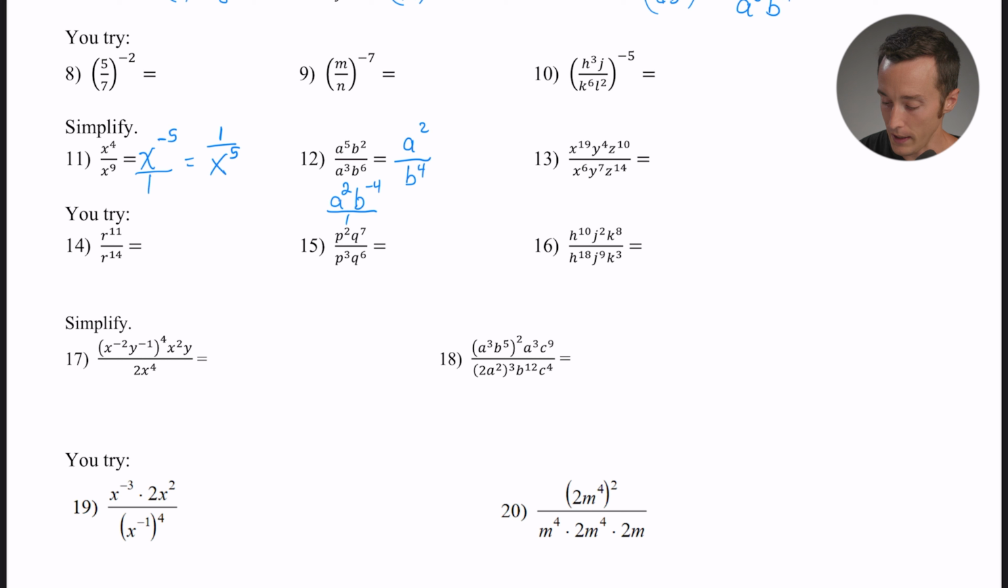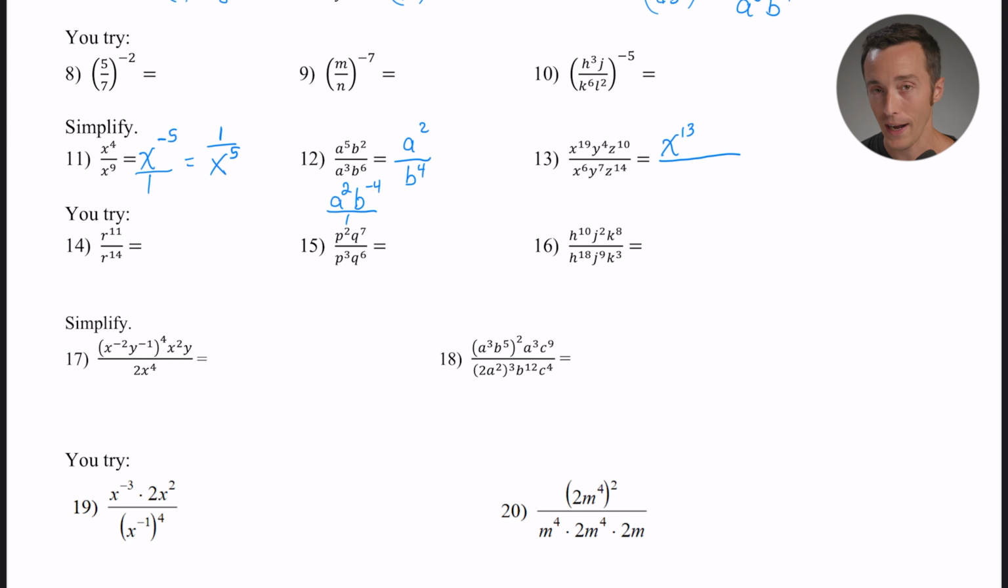Okay, let's take another look at another one like that. Honestly, here's what I tell my students to do: just draw your fraction bar. If you have a term like this, with x's and y's and z's, do the subtraction, and if it's positive, you put it in the numerator. If it's negative, you put it in the denominator. Here's what I mean by that. Check this out. X to the 19th over x to the 6th. The rule says keep the base, subtract the exponents. 19 subtract 6 is 13. Since he's positive, he'll just go ahead and stay in the numerator.